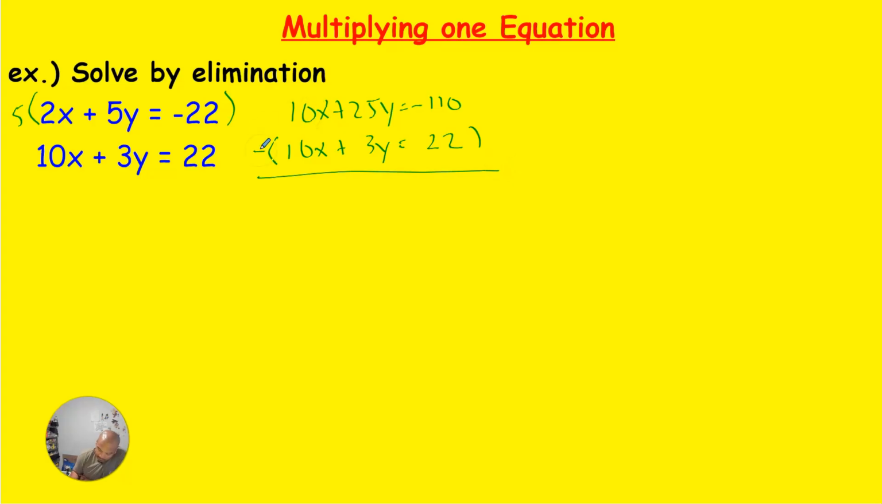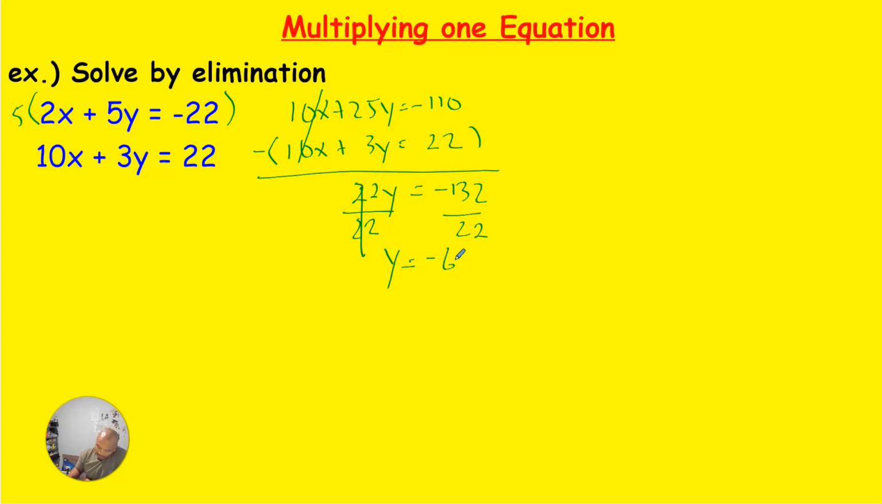So when we have the same signs, guys, we are going to subtract. All right, 10x minus 10x, 0. 25y minus 3y is going to be 22y. As you can see, we eliminated the x, and now we only have y. And over here, negative 110 minus 22 is going to be negative 132. And then from here, we're going to solve for y. We're going to divide by 22, divide by 22. All right, and you wind up with y is equal to negative 6.